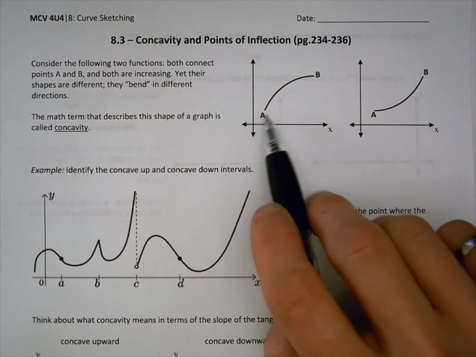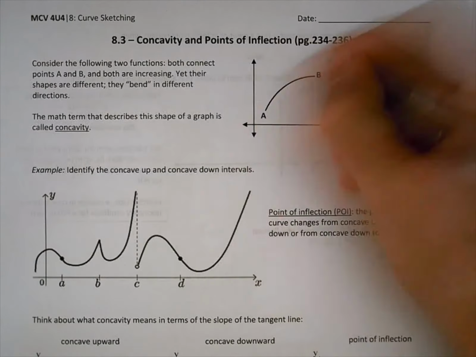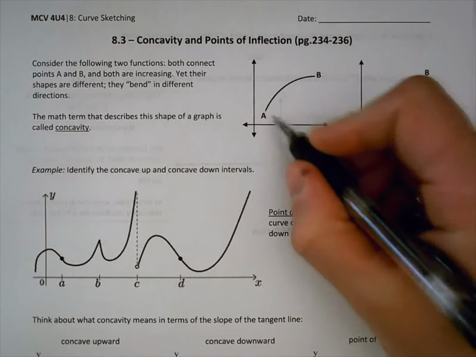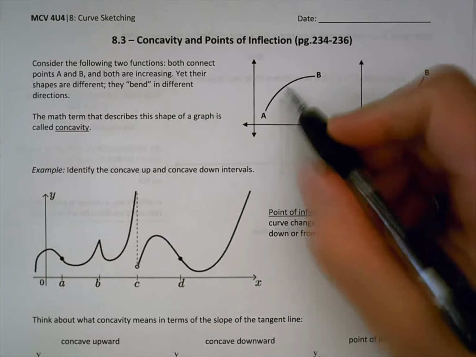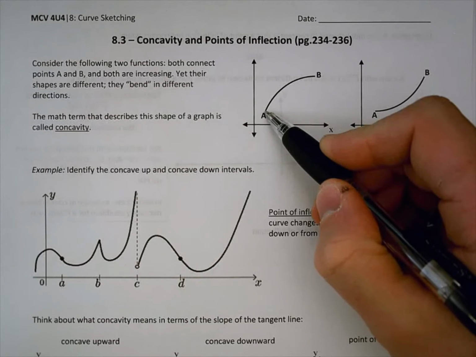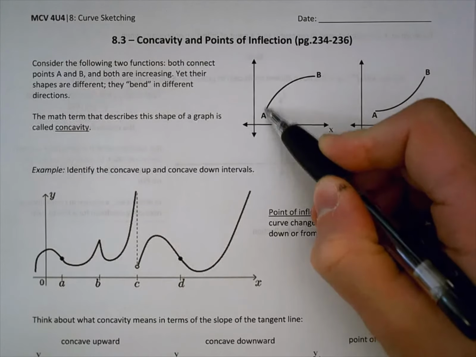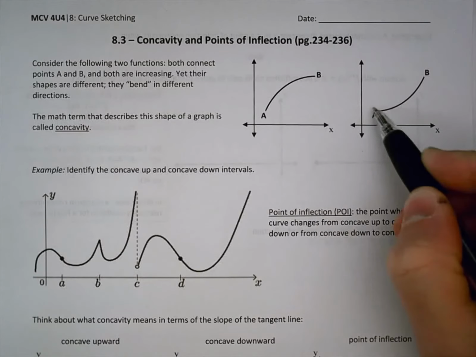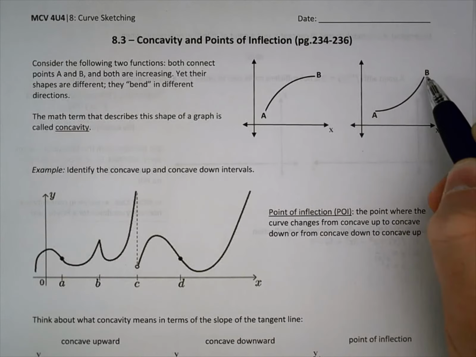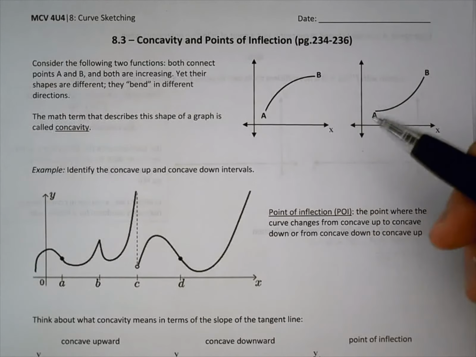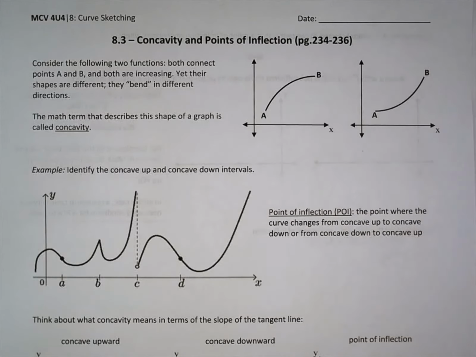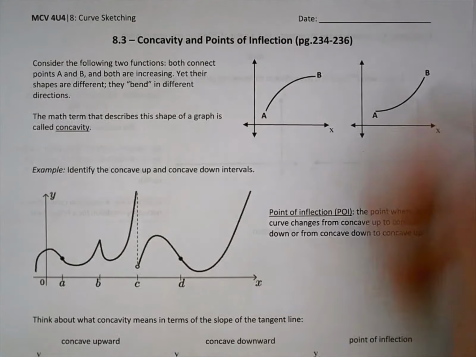But consider if I had two points, point A and point B, and I wanted to connect them with a curve. Well, there are two ways to draw this curve. There's this upward path where it bends up, and there's this downward path where the curve bends down. This is the idea of concavity. It's the bend in a curve.